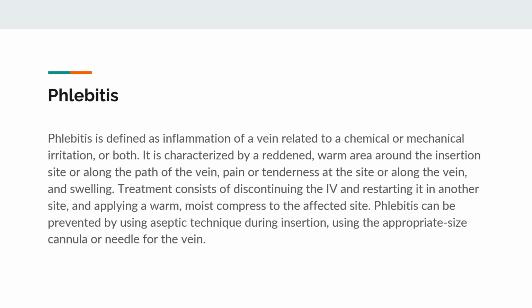So phlebitis is defined as inflammation of a vein related to chemical or mechanical irritation or both. It is characterized by red and deformed area around the insertion site or along the path of the vein. There's pain and tenderness at the site or along the vein. Treatment consists of discontinuing the IV and restarting it in another site and applying a warm, moist compress to the affected site. Phlebitis can be prevented by using aseptic technique during insertion, using the appropriate size cannula or needle for the vein.